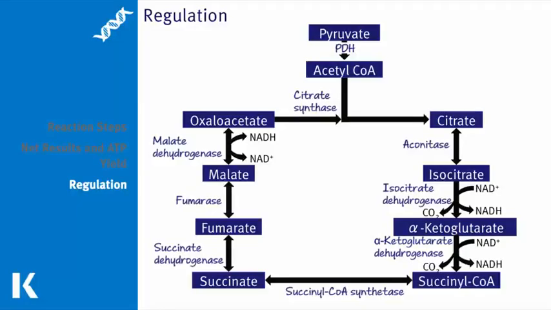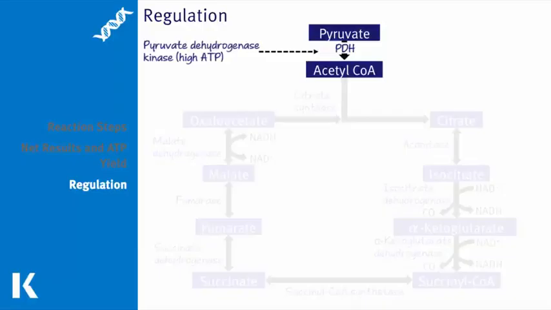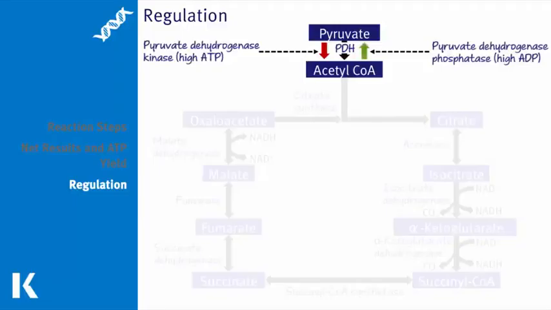Our metabolism does not want to be constantly producing as much ATP as possible. We want to be able to control when ATP is being produced through the citric acid cycle and when it is not. Even upstream of the citric acid cycle, at pyruvate decarboxylation, the citric acid cycle can be prevented by preventing this process from occurring. Pyruvate dehydrogenase kinase is activated by high ATP levels, which has an inhibitory effect on the pyruvate dehydrogenase complex. On the other hand, pyruvate dehydrogenase phosphatase is activated by high ADP levels and activates the pyruvate dehydrogenase complex.